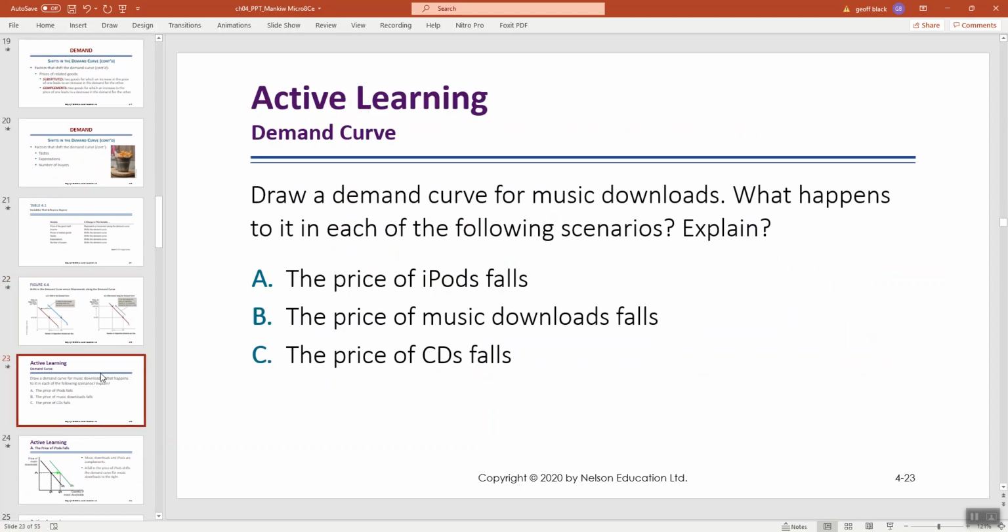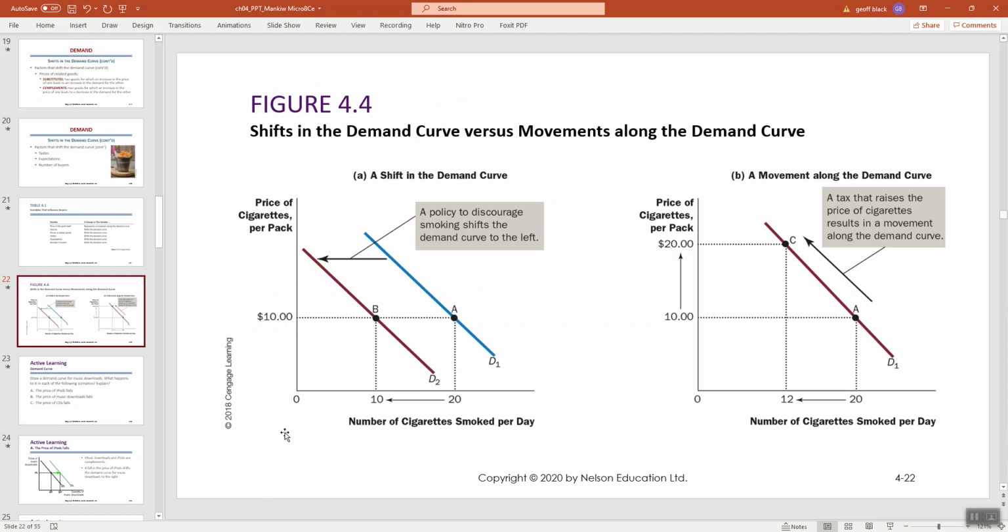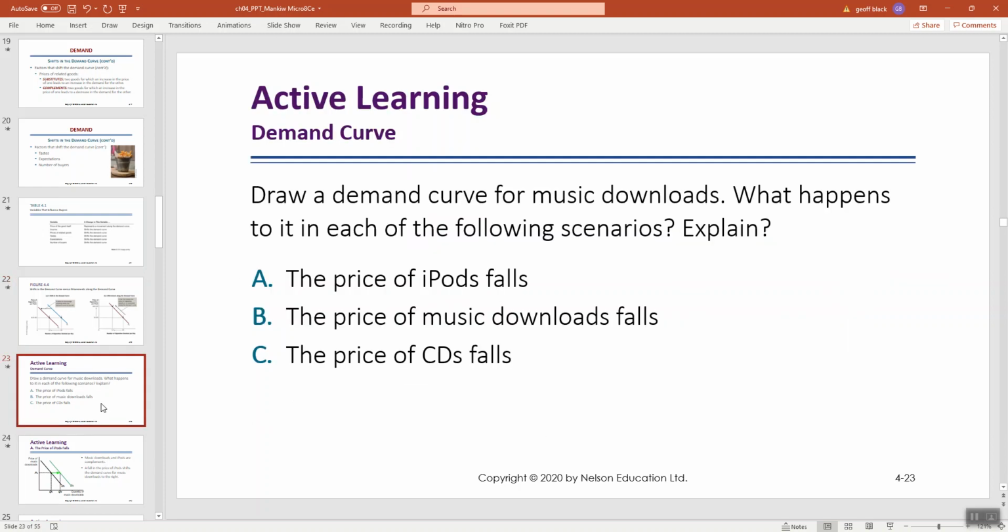Okay, so let's do a few more examples here. You can draw this out, sketch it out if you've got a piece of paper. Just sketch out a graph with price and quantity on the axes. And you can label this graph the market for music downloads. Okay, so this is something a little bit intangible. Music downloads. Let's see what happens to the market for music downloads. So you've got a price axis and a quantity axis.